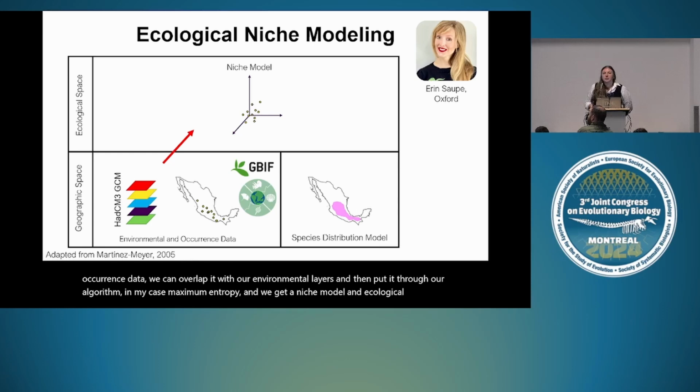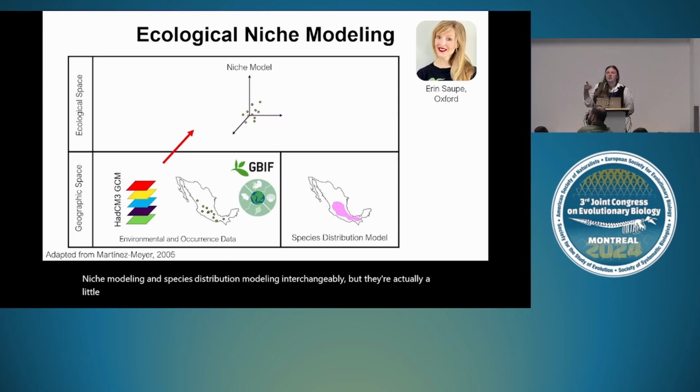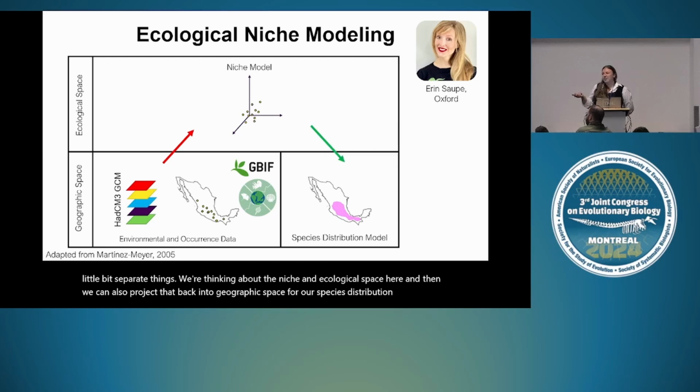We tend to use the terms ecological niche modeling and species distribution modeling interchangeably, but they're actually a little bit separate things. We're thinking about the niche in ecological space here, and then we can also project that back into geographic space for our species distribution model. And then here's just what a simulated distribution model would look like, in this case indicating habitat suitability in pink. So if we can measure our habitat suitability, then we can start to assess these migration hypotheses.